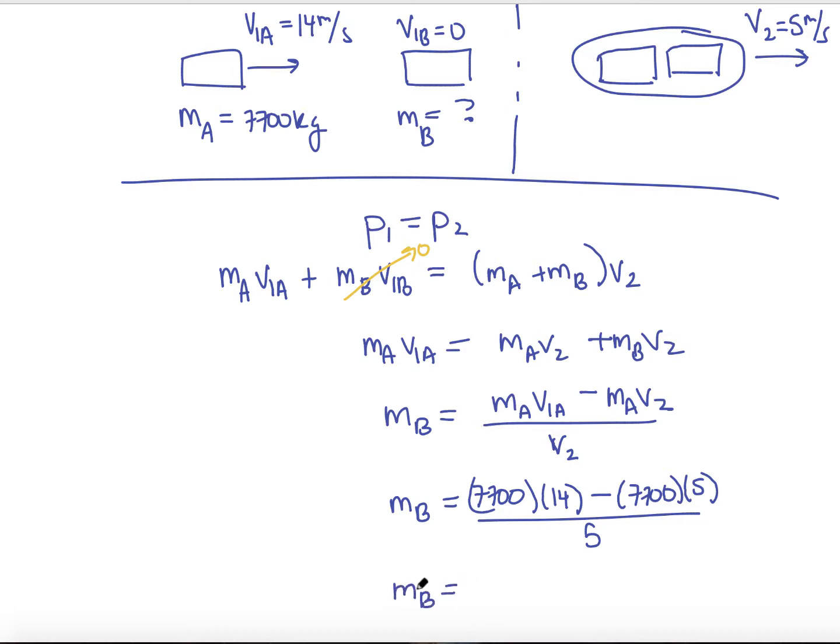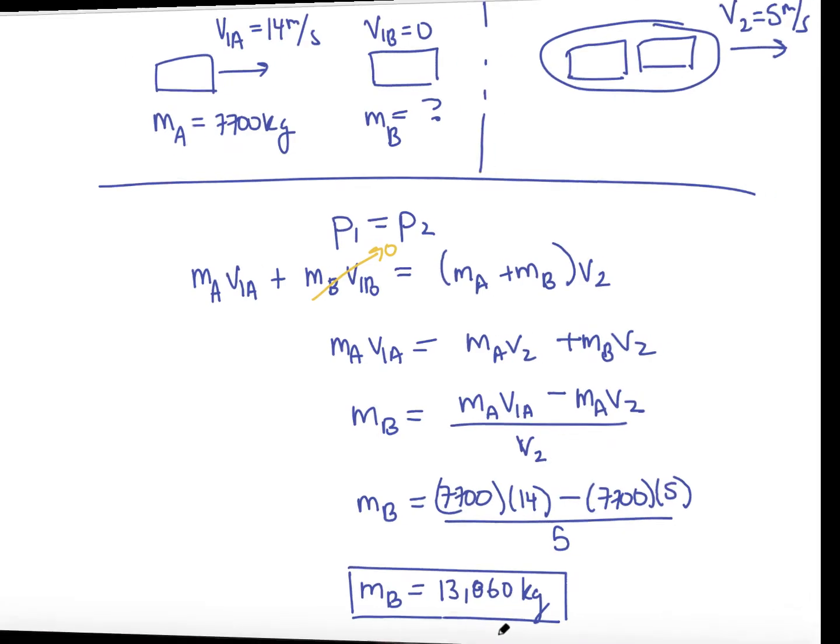So plugging this into a calculator, we find that our mass B must be approximately 13,860, and that should be in kilograms. So, you can solve this symbolically. You did not have to first. And there you go, just another conservation of momentum problem.